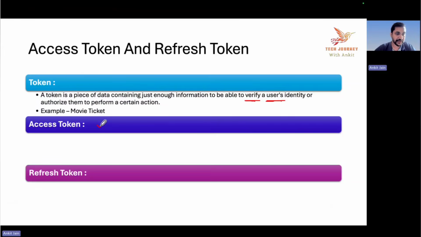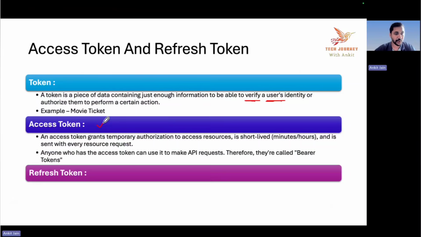But now let's try to understand what is access token. Access token is something which grants, and the word which is very important here, temporary authorization to access the resources. Again, coming to the same analogy of the movie ticket, let's say you purchased a movie ticket from Book My Show. Now, can you use that movie ticket lifelong whenever you go to the theater? The answer is no. That movie ticket that you purchased has a validity for a certain period. It can be minutes, it can be hours, but you cannot use that particular movie ticket for a lifetime.